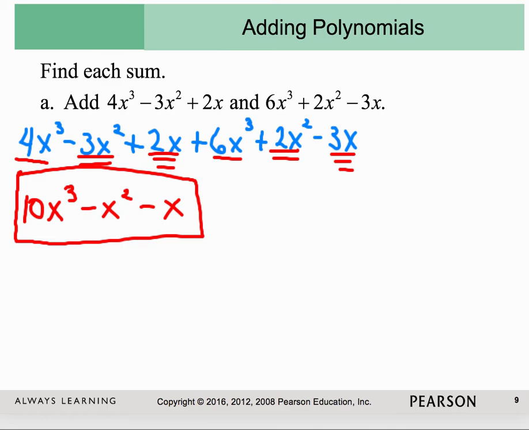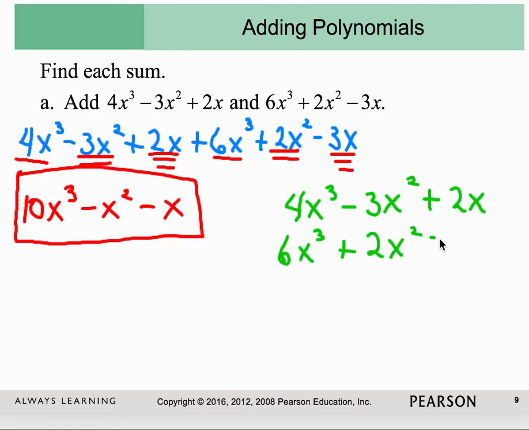Now another option we have that I'm just going to talk about once, if you prefer it, you can add them vertically. So you can write the first one the same. And then you line this up under the like parts. So it kind of helps you see which ones you can add together. I really don't like this way. If you do, that's fine.